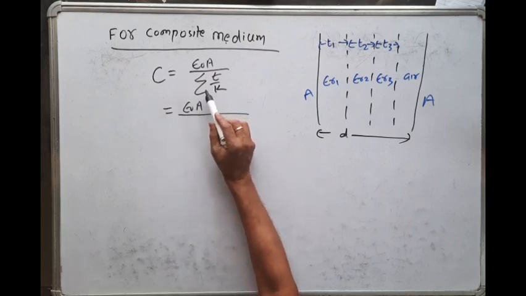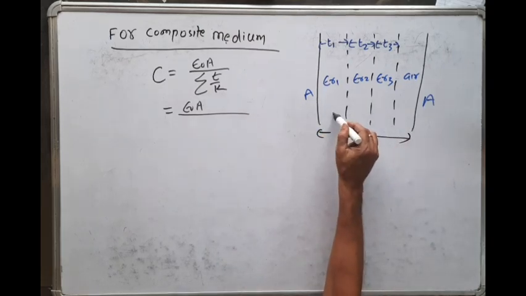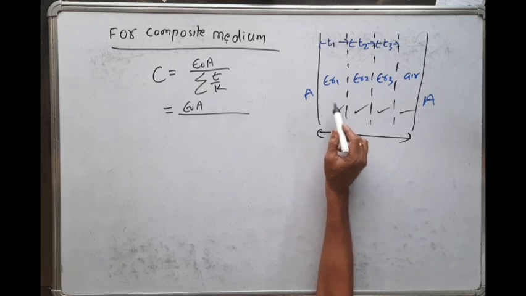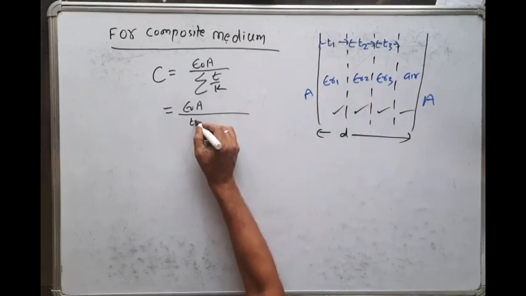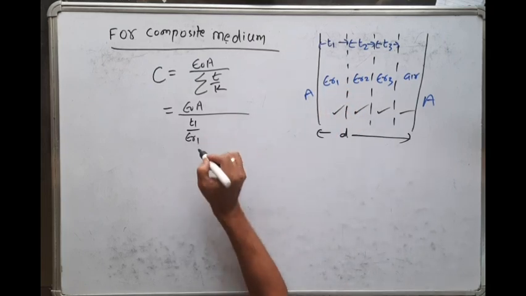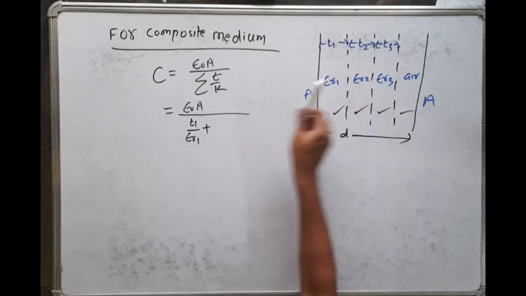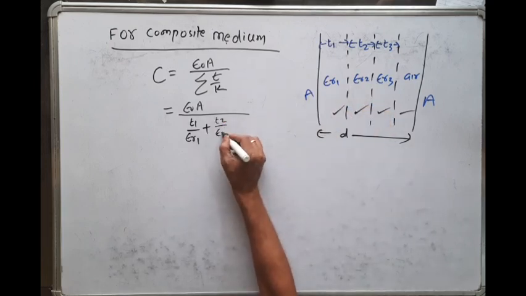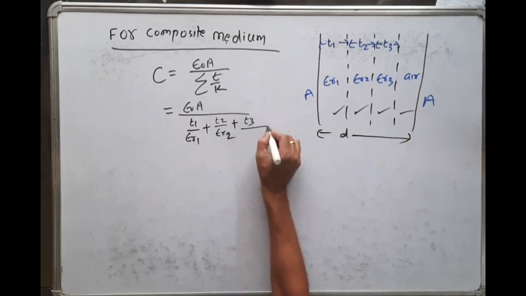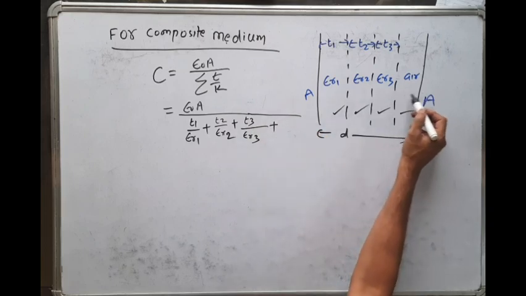How many terms will you take in the sum? It depends upon the number of mediums. How many mediums are there? 1, 2, 3, 4. So for the first medium, the thickness is T1 divided by its dielectric constant, or relative permittivity, epsilon R1. For the second medium, thickness is T2, relative permittivity is epsilon R2. For the third medium, thickness is T3 divided by epsilon R3, plus the rest is air medium.